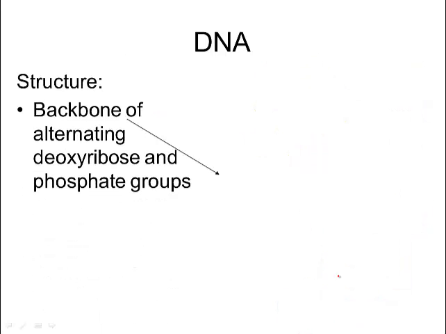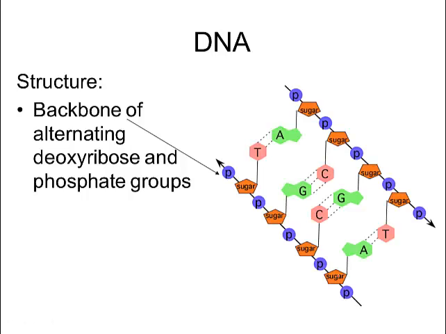So DNA structure. DNA has a backbone of alternating deoxyribose and phosphate groups. So here you have a phosphate sugar, phosphate sugar, phosphate sugar. On both sides of this molecule, we call that the backbone. And those sugars and phosphates will repeat over and over again, and then connected to them in the middle are the nitrogenous bases.